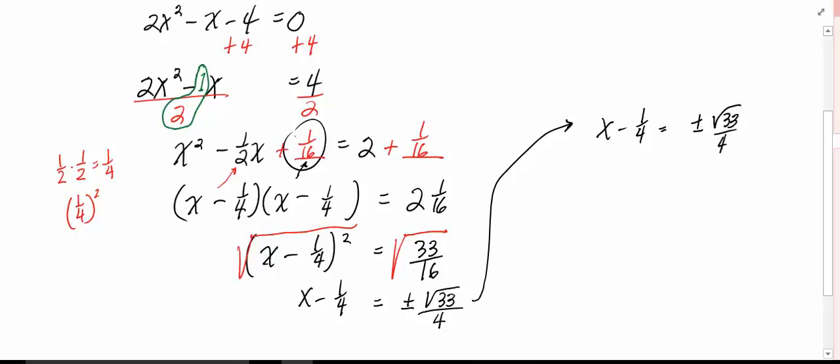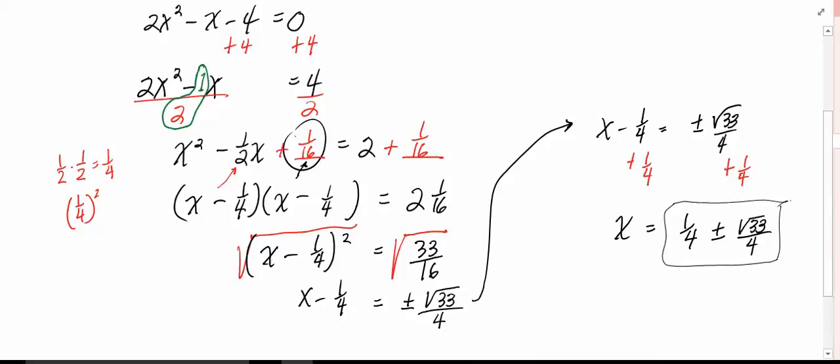I'm going to go ahead and add a 4th to each side, and I'm finished. So we get x is equal to, put the 1/4 first. Usually we want the plus or minus to be right in the middle, and so that's what most books will do. And there it is. 1/4 plus radical 33 over 4 and 1/4 minus radical 33 over 4. Those are your two answers for that quadratic.